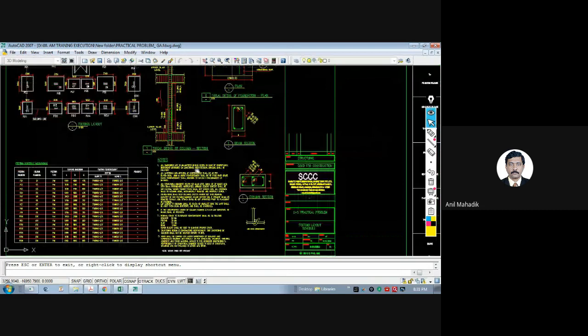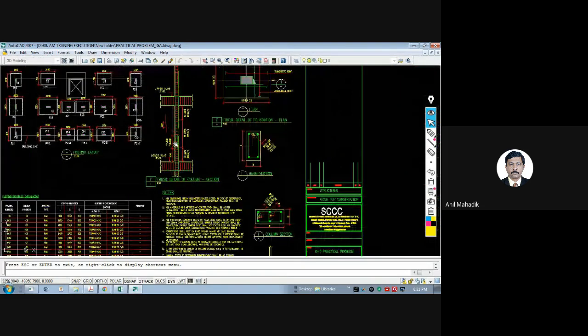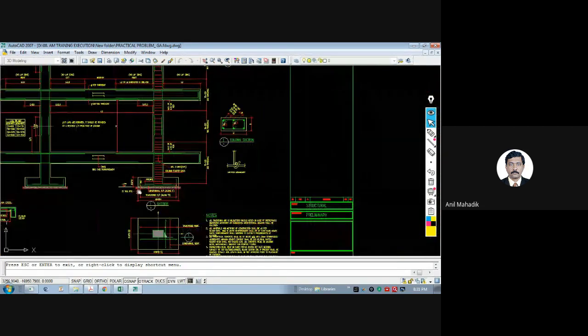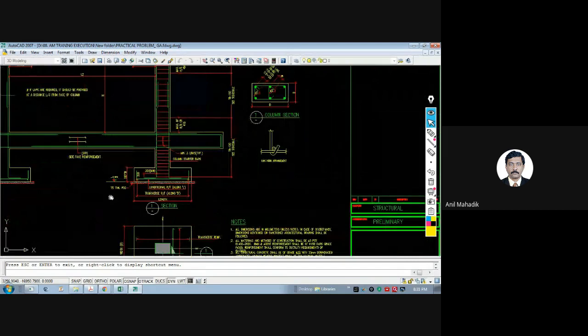Here, no water table is present. So these are the notes you should provide in the foundation drawings, and we also give the details of columns in these drawings. So we give this plan of the reinforcement, and you can even give such kind of small detail also here, this part.